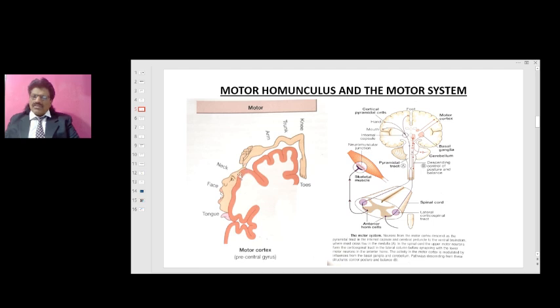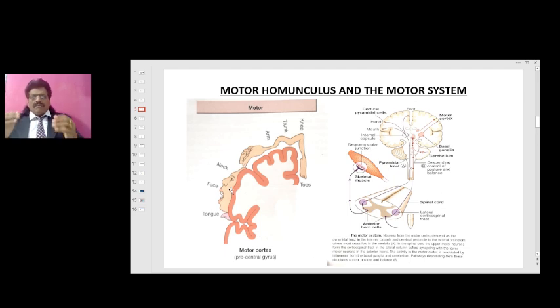Likewise, the face also has a major representation, the face and the tongue here, the lips here. So the representation is according to the usage, the quality. The more we use, the more they are represented. So we keep using our face for various facial expressions. We keep using our fingers for various activities.